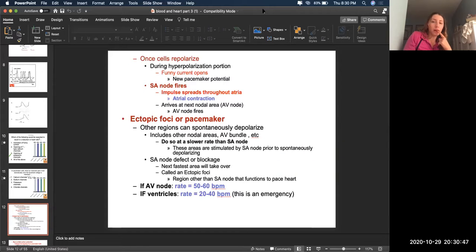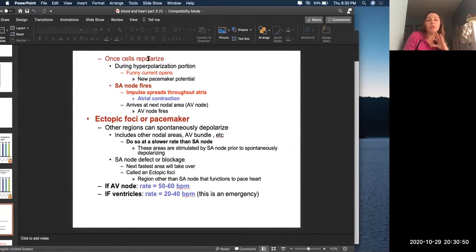Okay, so this is just saying that once cells repolarize, then during the hyperpolarization portion, the funny current will open, and it says new pacemaker potential. I don't know what that means, but the SA node will fire, and the impulse spreads throughout the atria. The rapid depolarization will spread throughout the atria and to the contractile cells, and via those contractile cells it will cause atrial contraction.